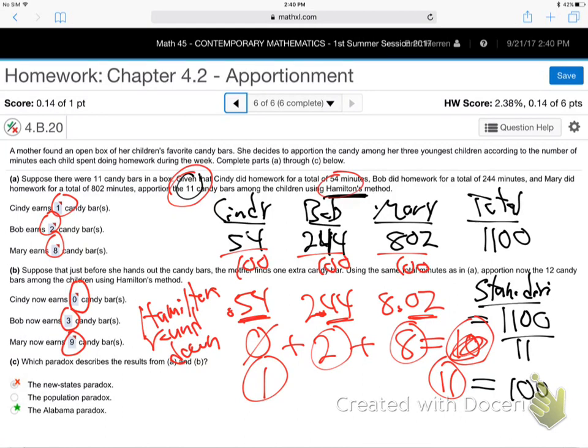Let's do that. Clicker quiz. All right, quiz. There it is. Okay.